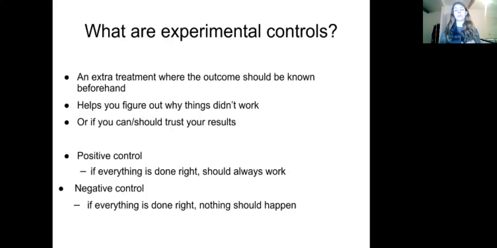Now, broadly speaking, controls come in two forms. A positive control is a treatment where if the experiment is performed correctly, there should always be an observed positive result. And in contrast, a negative control is a treatment where if the experiment is performed correctly, there should be a null result or nothing should happen.